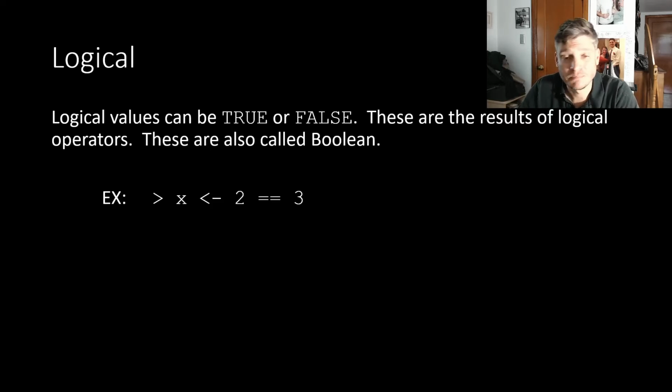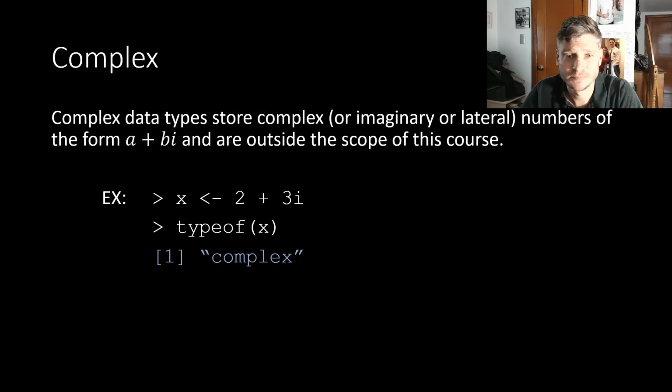So again, if I want to store this, let's say I'm storing my variable x, I want to check, does 2 equal 3? And again, use the double equal sign. Well, does 2 equal 3? No, of course not. So what is stored in x? Well, the value false is stored in x. All right, and that is a logical.